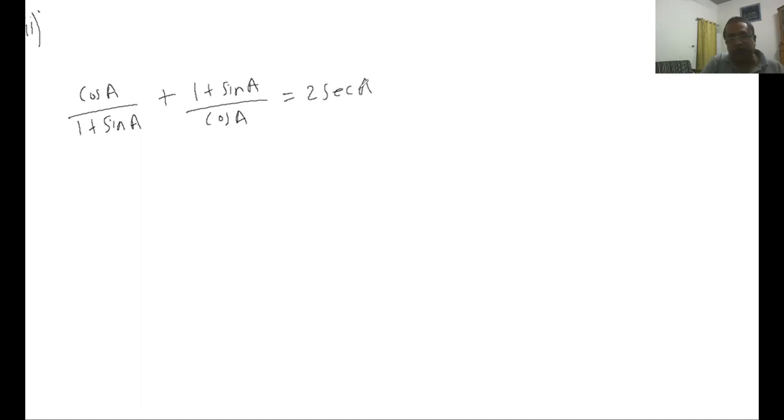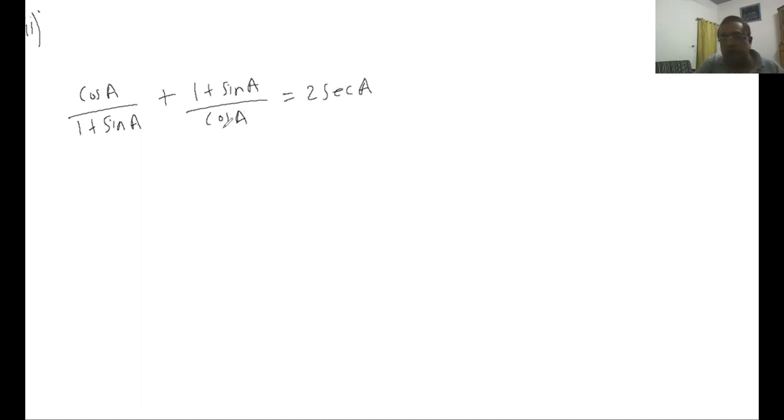Yeah, so I'll be telling you how to solve part of the chapter, how to solve identities. So first part I had already explained to you. Now I'm going to explain to you the second part, that is cos A upon 1 plus sin A, plus 1 plus sin A upon cos A. And we need to prove that this is equal to twice of sec A.